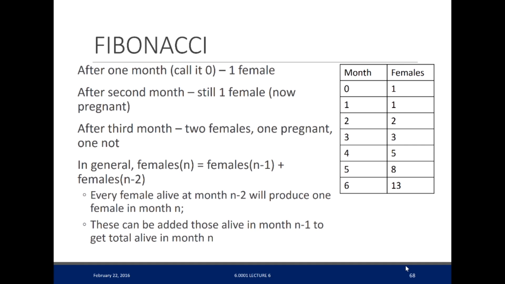At the end of 1 month, I've got one female. At the end of the 2nd month, I've also got one female, who's now pregnant. At the end of the 3rd month, I've got 2 females, one pregnant, one not. And in general, at n months, I've got however many females there were at the previous time, and I've also got however many females there were 2 months ago. Why? Because every female alive at month n-2 will have produced one new female in month n, and those can be added to the number that were alive in month n-1 to get the total that were alive in month n. So that's basically the definition of Fibonacci numbers.